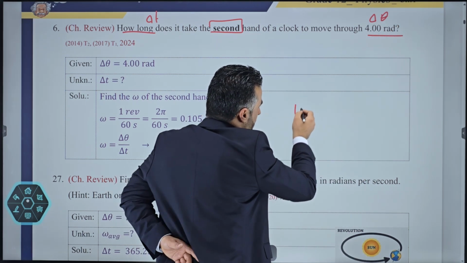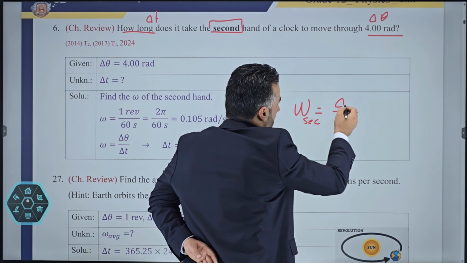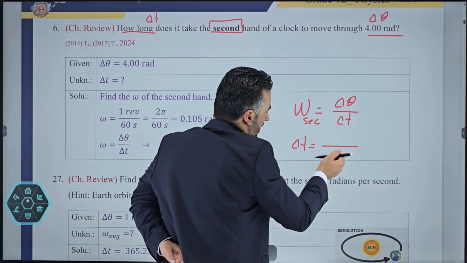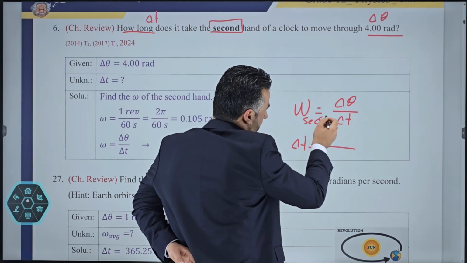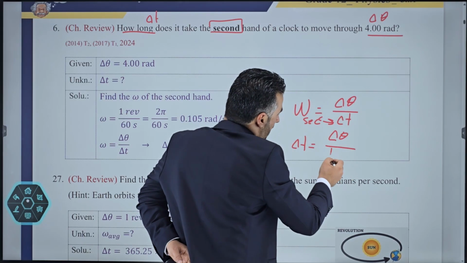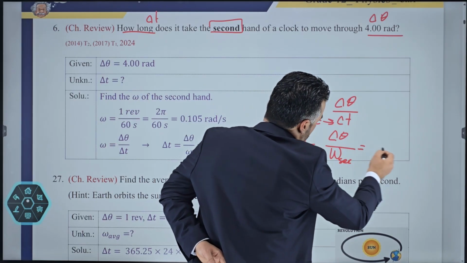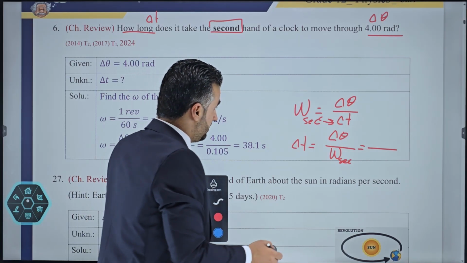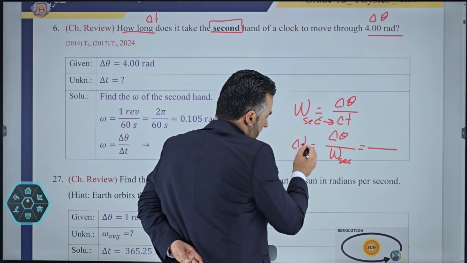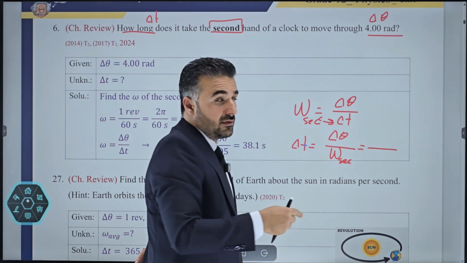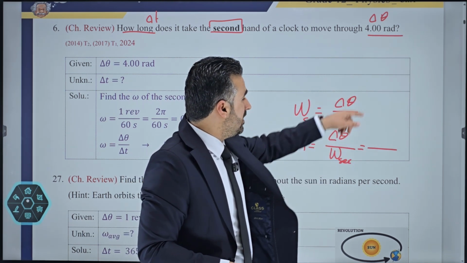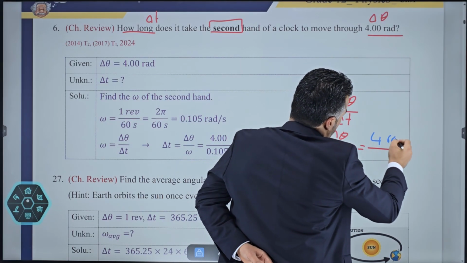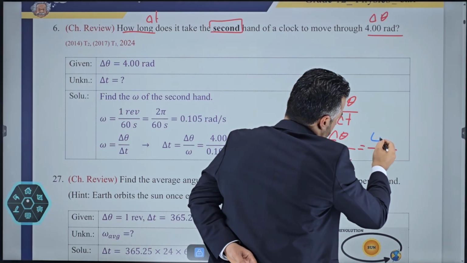Remember this, the angular speed for the second hand is equal to delta theta over delta t. Now the question says how long does it take? So delta t is unknown. You could just switch this around: delta t is equal to delta theta over the angular speed for the second hand, yes? So delta t is equal to angular displacement divided by the angular speed. Now, what is the angular displacement that the second hand travels? It says 4 radians, so just 4 in this case here.